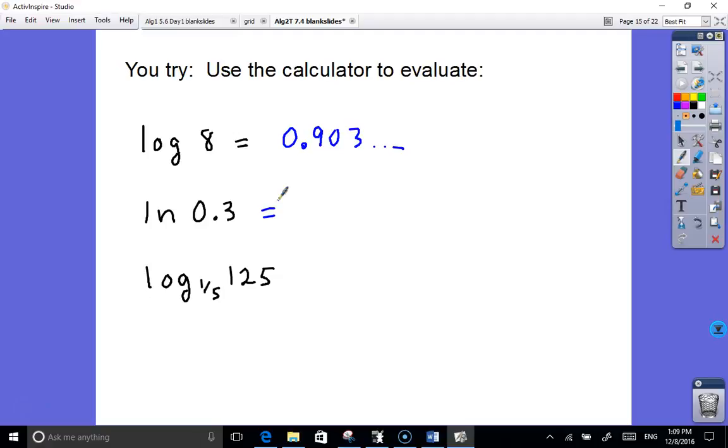Okay, how about the natural log of 0.3? Negative 1.2. Okay. How about log base 1/5 of 125? Exactly negative 3, right? Now, if you look in the book, they have some examples of how to evaluate something like that. And without a log base function, what we would do is like this. We would set it equal to x. That's what we're trying to solve for. And then we would convert it to an exponential, right? The exponential then would be 1/5 to the x equals 125.